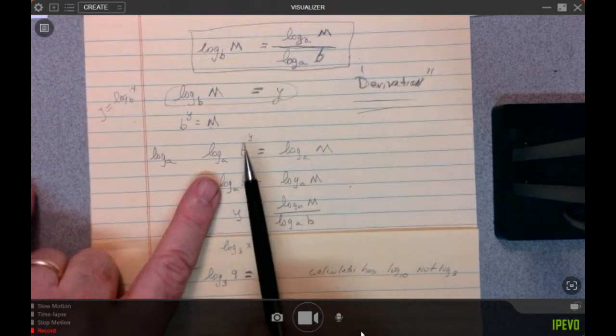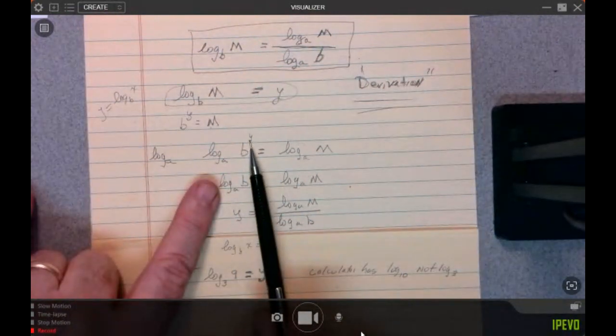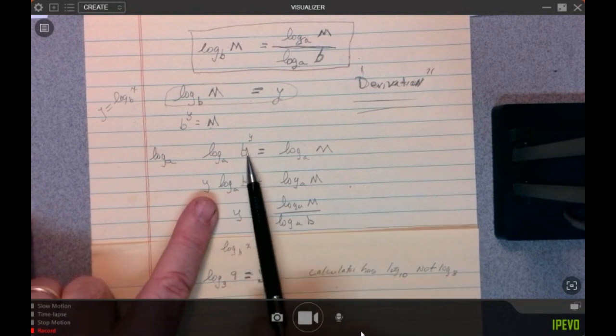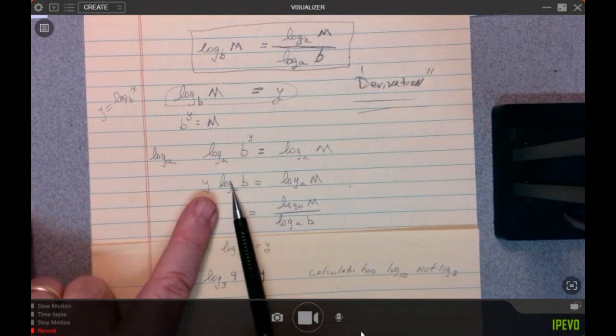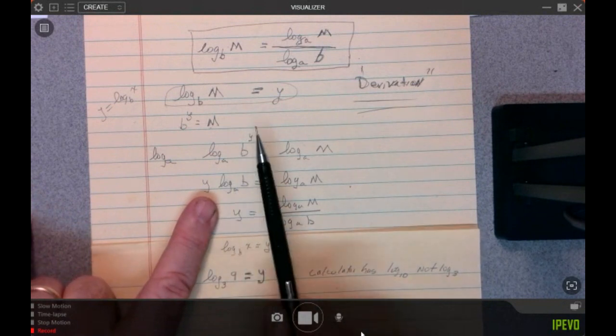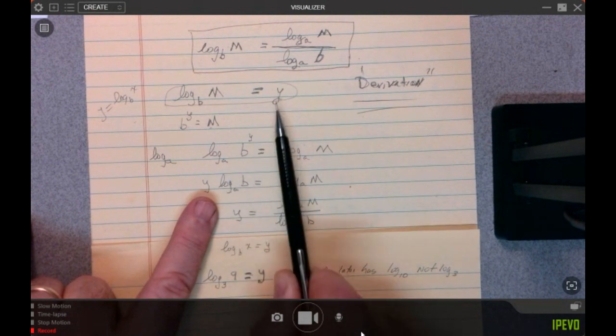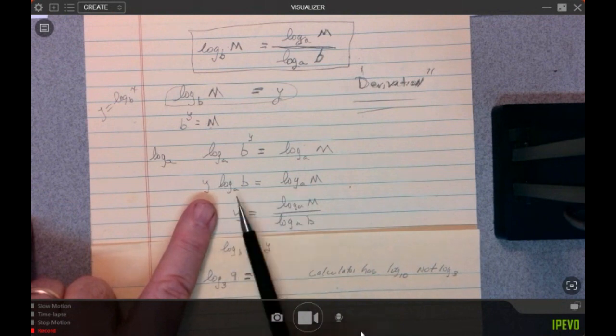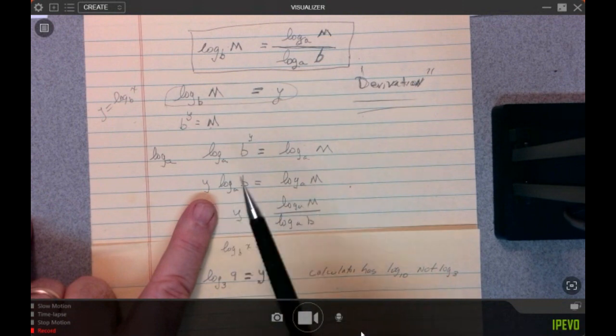Now, the power rule says that the next step is I can bring this y down in front. So this is an application of the power rule. And you say, oh, you're getting somewhere, because what I'm trying to find is this value y, right? Yeah, that was my original problem. So then the next step is to divide both sides by log to the base a of b.